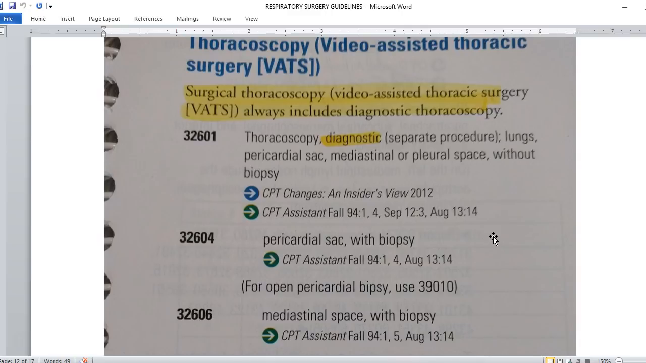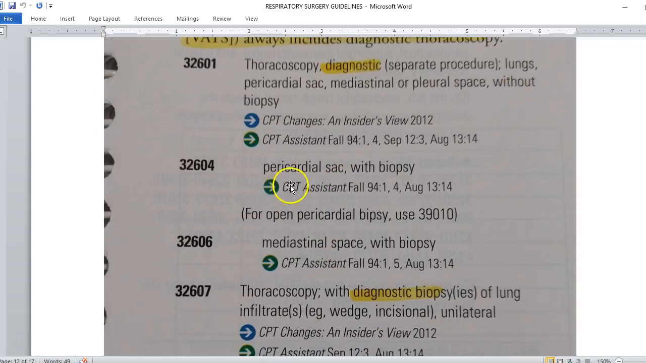And when we talk about cardiology, guess what? We can still use these codes because we're going into the same body cavity, no matter whether we're dealing with the heart or the lungs, which is why you'll see thoracoscopy diagnostic. This is the lungs, pericardial sac, mediastinal or pleural space without biopsy. We can go into the pericardial sac. Remember, that is the membrane sac that surrounds the heart, pericardial surrounding the heart.